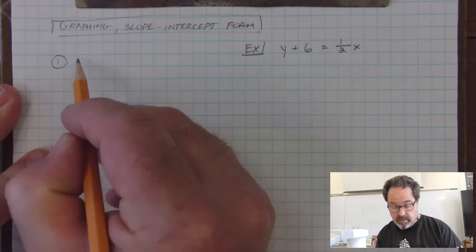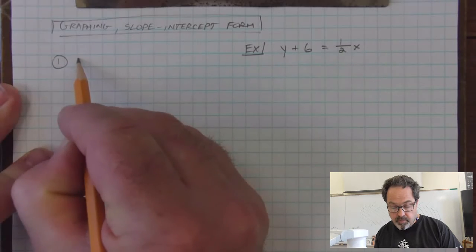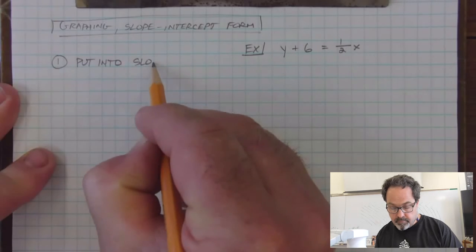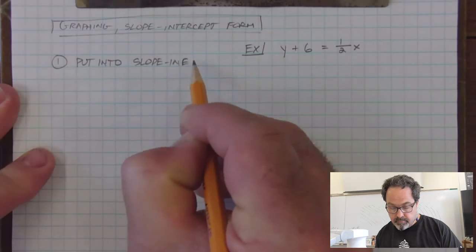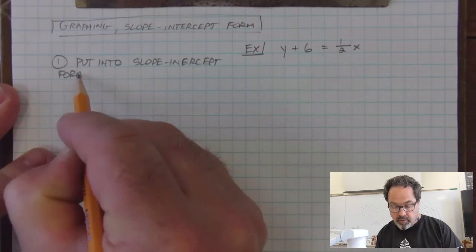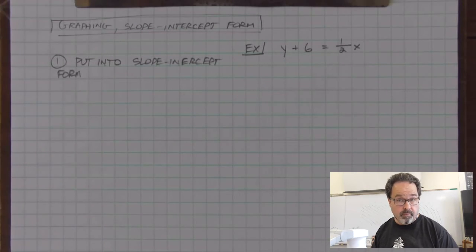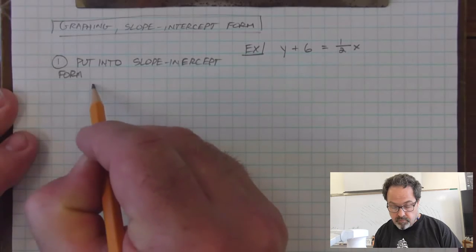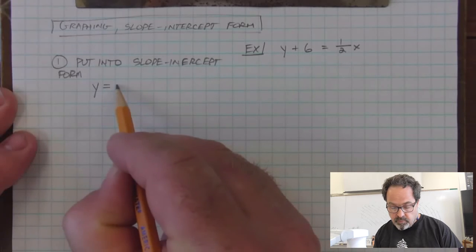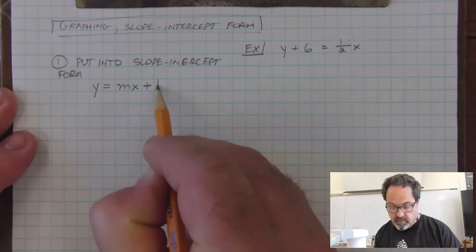The first step in using slope-intercept form to graph is that I want to put the equation into that form. Very often when we're given linear equations to graph, they may already be in slope-intercept form, but not necessarily. So as a reminder, slope-intercept form is y is equal to a number times x plus or minus another number.